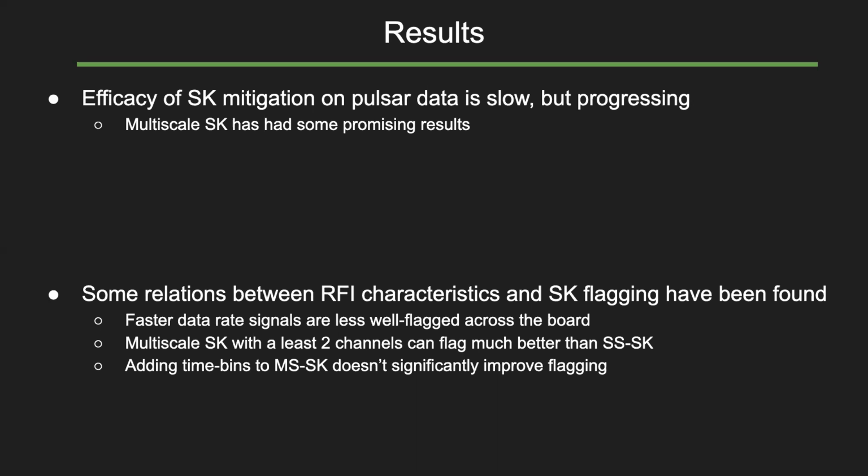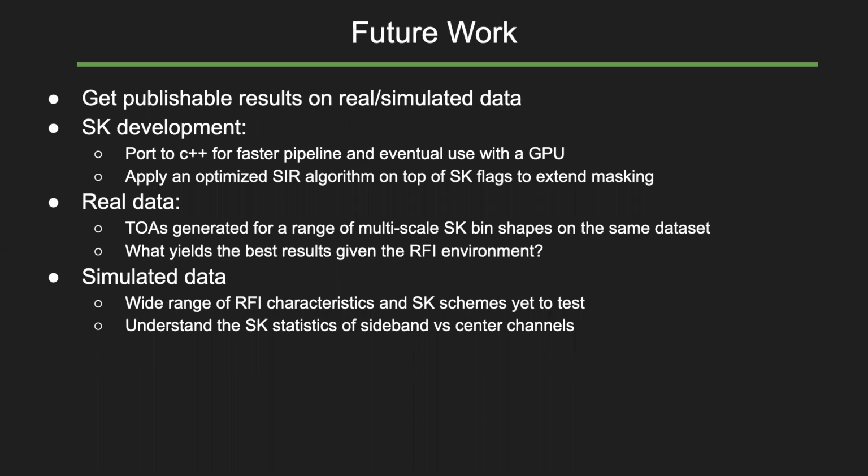Multi-scale kurtosis with at least 2 channels can flag much better than a single scale, and adding time bins doesn't really significantly improve flagging. Just a quick dash through some future work, working on getting publishable results on the real and simulated data, both for a paper and for my thesis.